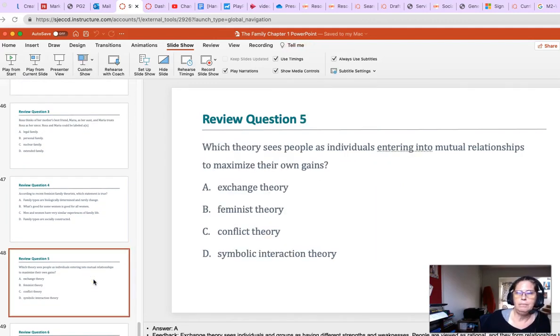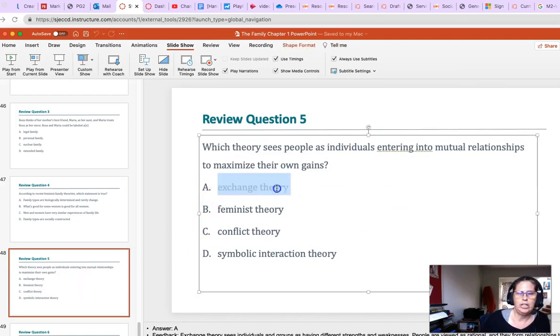Which theory sees people as individuals entering into mutual relationships to maximize their own gains? And this is the exchange theory. Just like you take your car to go get an oil change, maybe you're going to pay somebody to do that for you. You're exchanging there. And so there's a theory that states that that's what we're doing when we go into relationships with each other.